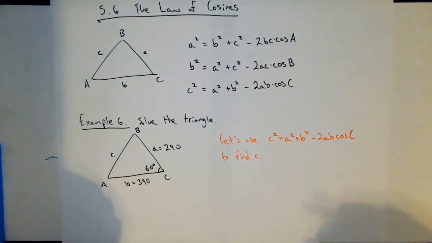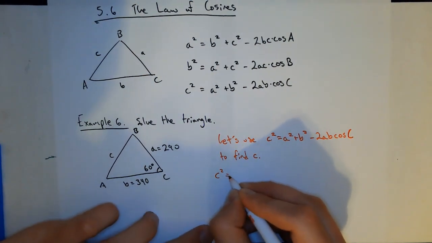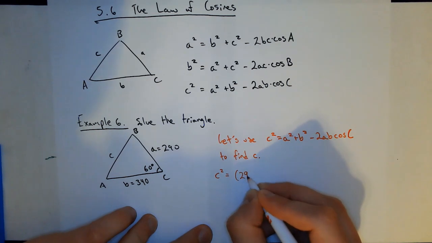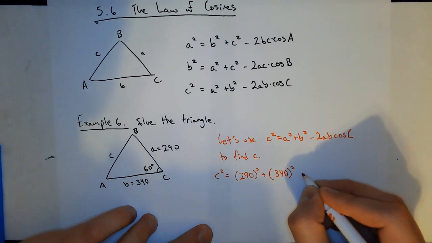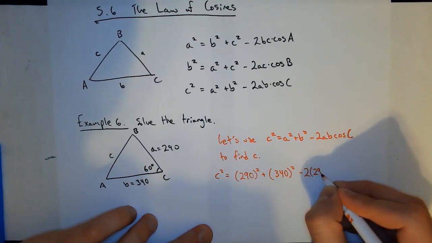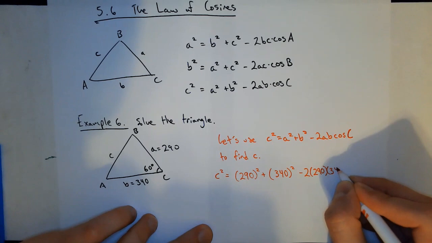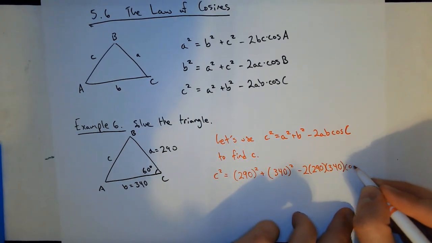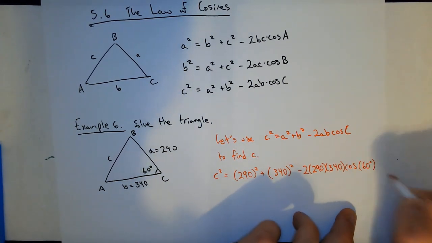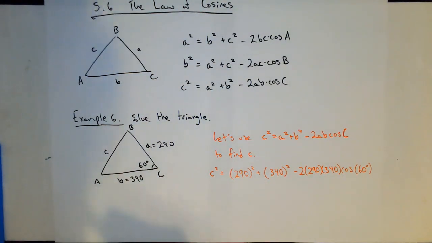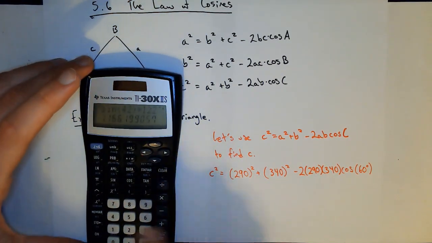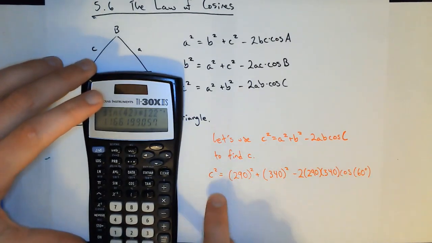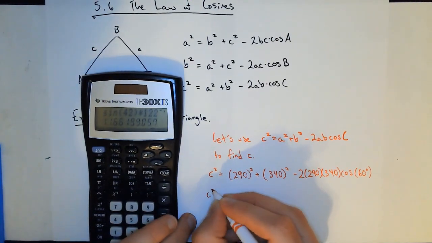Okay, so I'll say c squared is equal to a squared plus b squared minus 2 times a times b, I'm going to run out of room, cosine of 60 degrees. Which is actually a nice angle, cosine of 60 degrees, but we'll just use the calculator. So first I'm going to figure out what all this is, and then I'll take the square root.